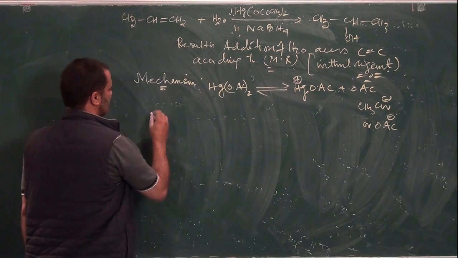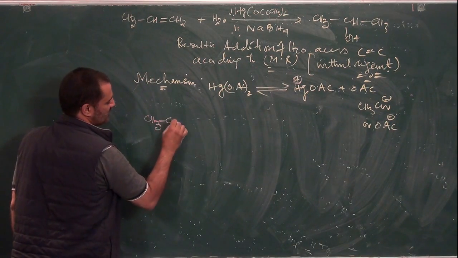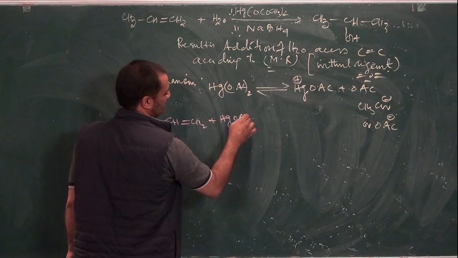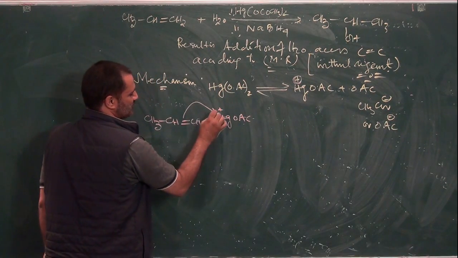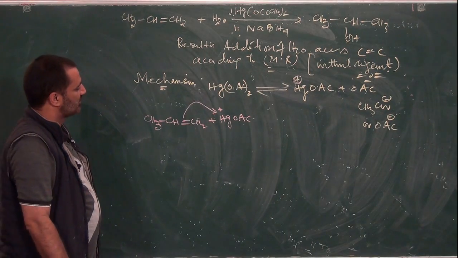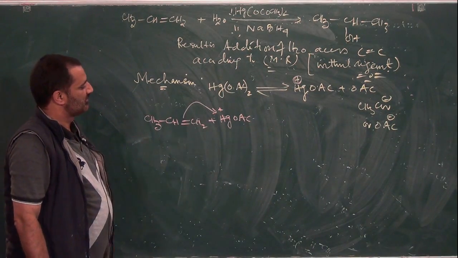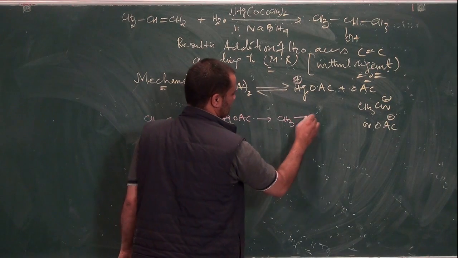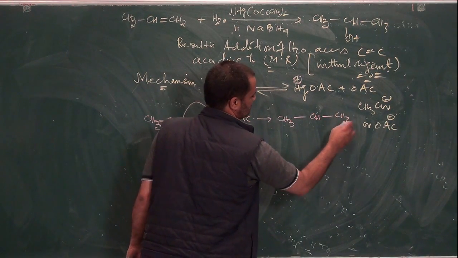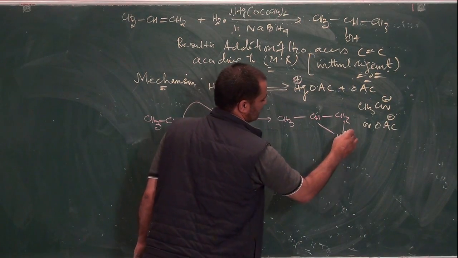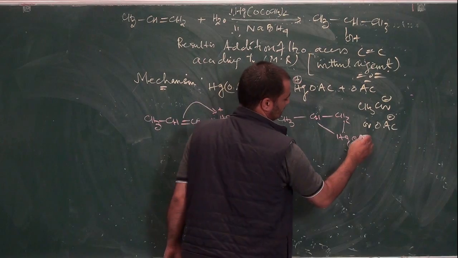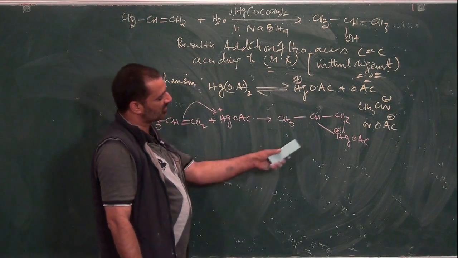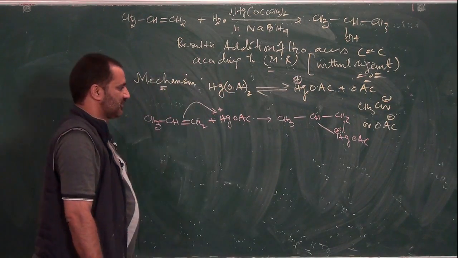Now this will act as an electrophile. We have a carbon-carbon double bond here: CH3CH double bond CH2 plus HgOAc positive. This is positive, so interaction of the loose pi electron cloud will take place with this Hg positive. It results in the formation of CH3CHCH2, the three-membered cyclic transition state, with HgOAc charged positive. So a three-centered cyclic transition state.